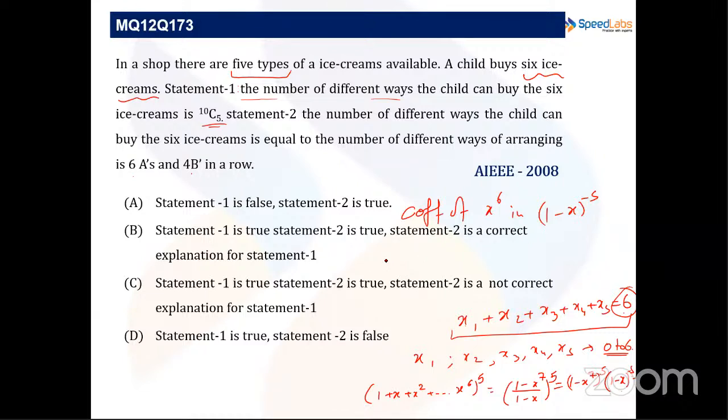The formula is, if we have to find the coefficient of x to the power r in the expansion of 1 minus x to the power minus n, then that coefficient is, in books you will find it with n and here r, okay, so let's write it in that way, n plus r minus 1 C r. Here we have r equals 6 and n equals 5, so that will be 6 plus 5 minus 1 C 6, which is 10C6, that is 10C4. So our statement 1 is false.